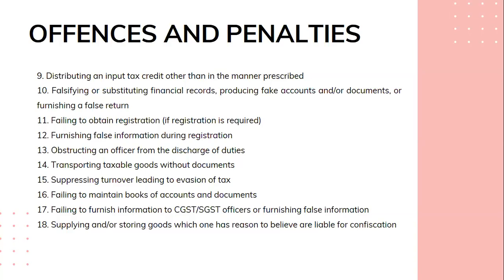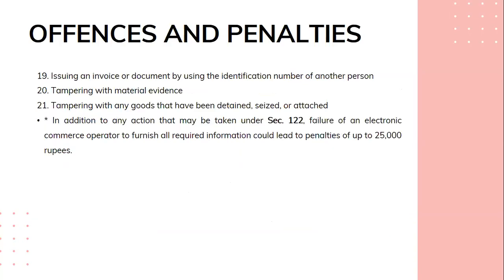failing to furnish information to CGST, SGST officers, or furnishing false information, supplying and or storing goods which one has reason to believe are liable for confiscation, then issuing an invoice or document by using the identification number of another person, or tampering with material evidence or tampering with any goods that have been detained, seized, or attached. Then, in addition to any action that may be taken under Section 122, failure of an e-commerce operator to furnish all required information could lead to penalties of up to rupees 25,000.